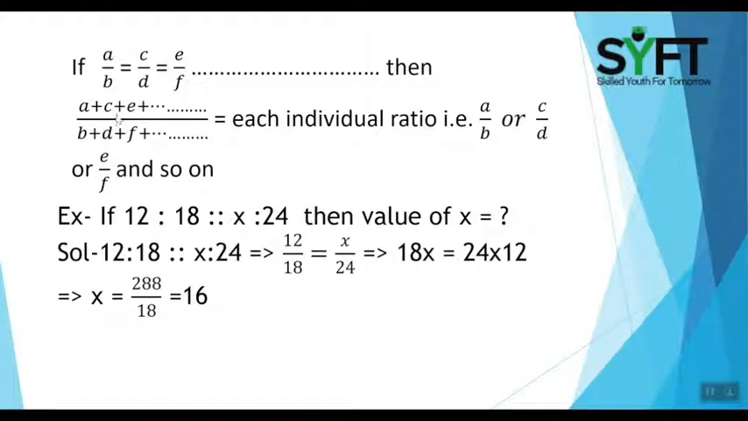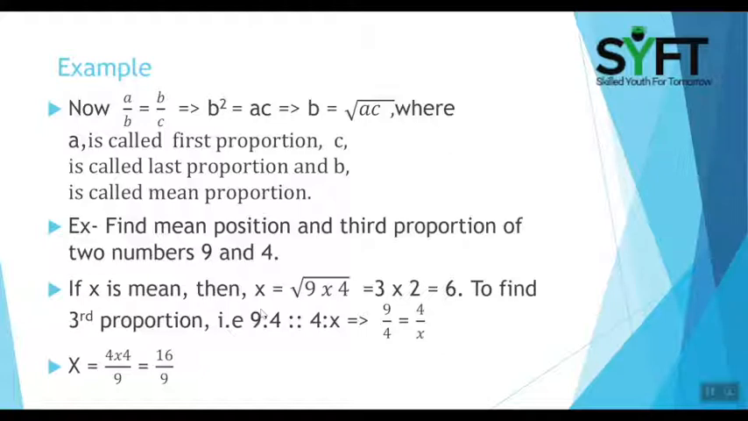And if a by b equal to c by d equal to e by f and so on, then a plus c plus e plus and so on by b plus d plus f and so on is equal to each individual ratio, that is a by b or c by d or e by f and so on. A question: if 12 is to 18 equal to x is to 24, then find the value of x. 12 is to 18 equal to x is to 24 means 12 by 18 equal to x by 24. This implies 18x is equal to 24 into 12. This implies x is equal to 288 by 18, that is 16.